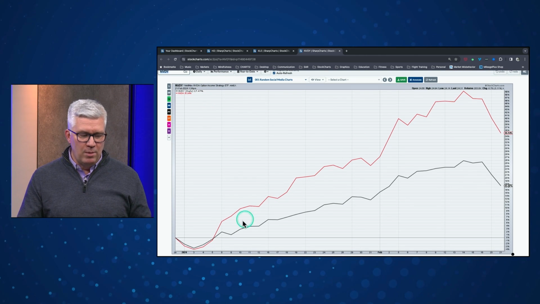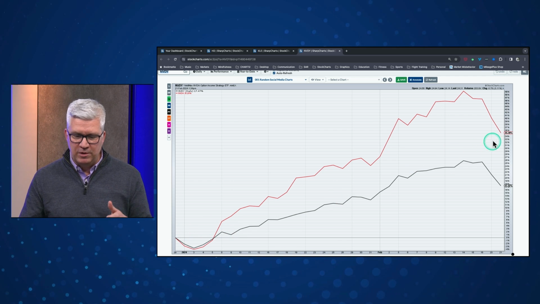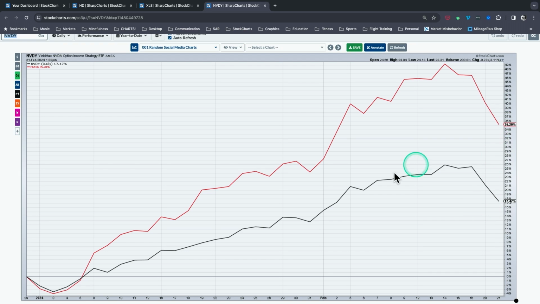Just to tell you, number one, in terms of what the difference is, look at the year-to-date returns between the two at the moment we're taking this. In red is the stock NVIDIA, starting at the end of last year, up about 35%. Here's NVDY, which is the ETF you're asking about. It's up about half that, around 17.5%. So what is the difference between these two?